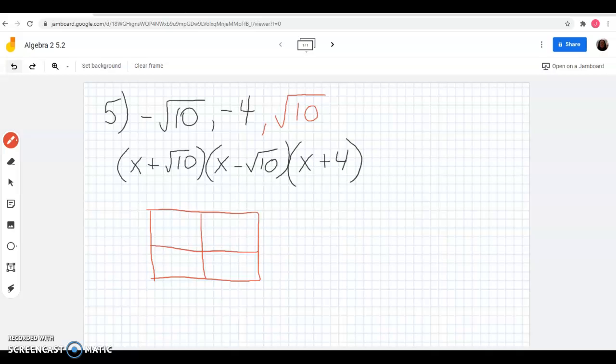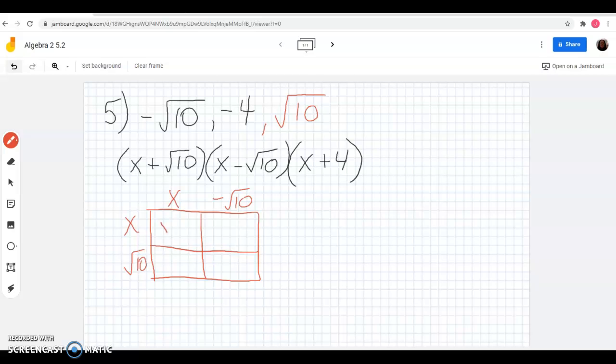So on the box method, whatever's in our first parenthesis, we put along the side here, an x and a positive square root of 10. And then whatever's in our second parenthesis goes on top, x and negative square root of 10. What this allows us to do is make sure we don't forget any terms at all, because we're going to multiply every set together to fill in each box.